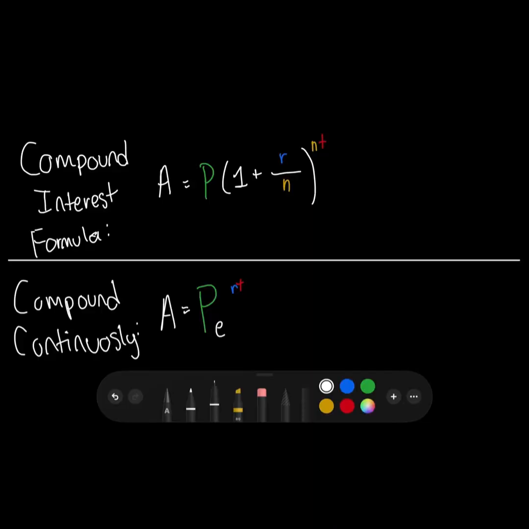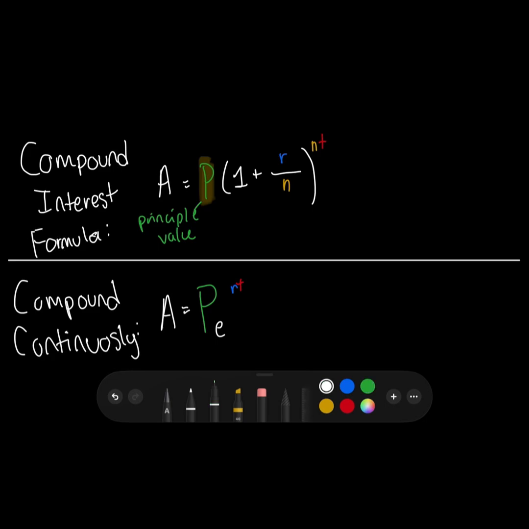Hi guys, today I'm going to be going over the compound interest formula and the compounding continuously formula. I'm just going to explain to you what each variable or part of the equation means and how we're going to use it. So in the compound interest formula, P represents our principal value, as always. So P is the principal value or initial value.